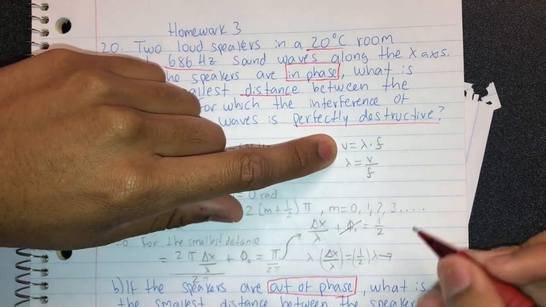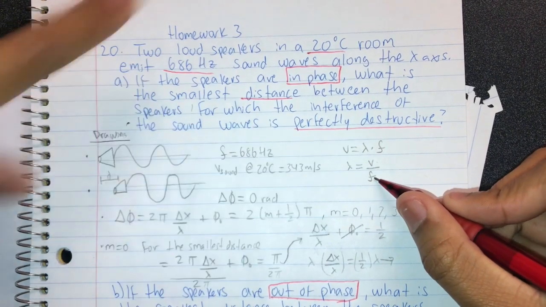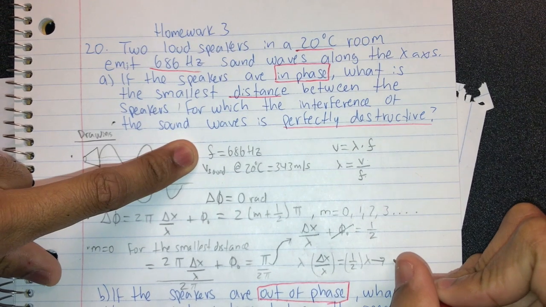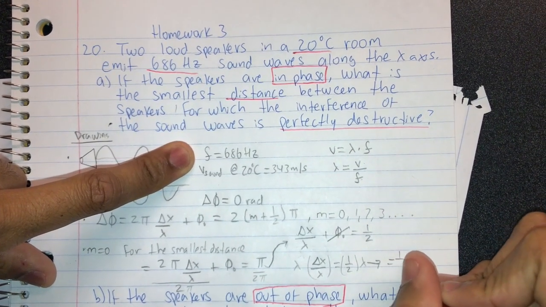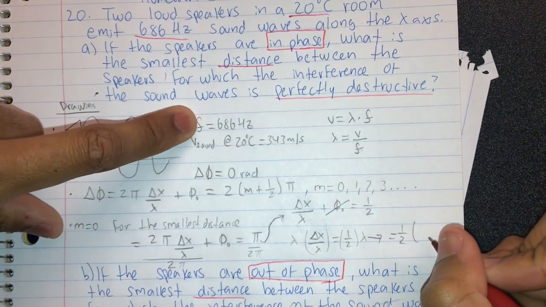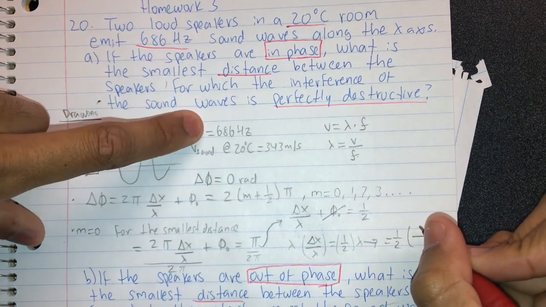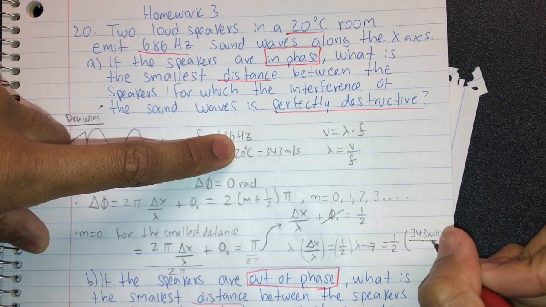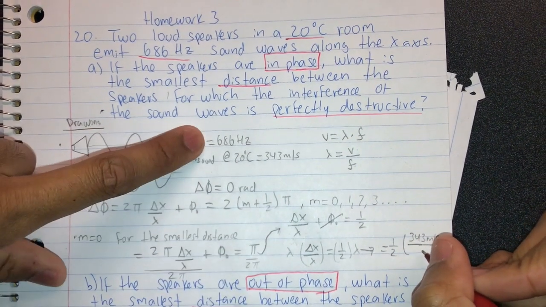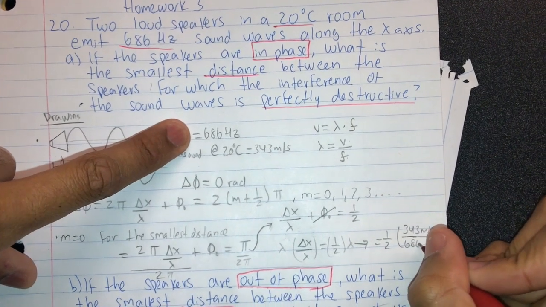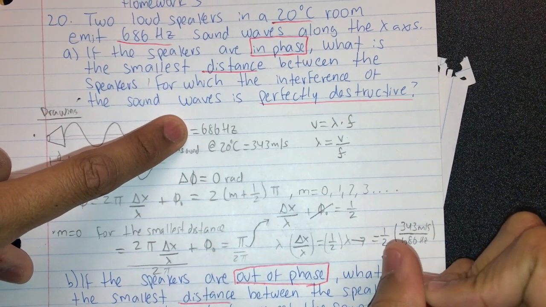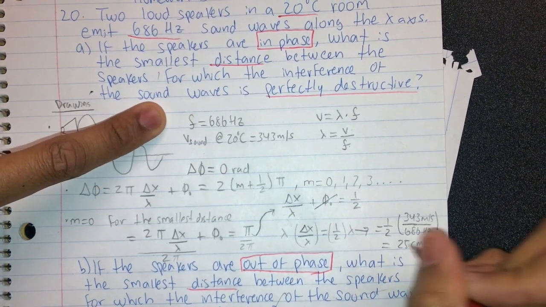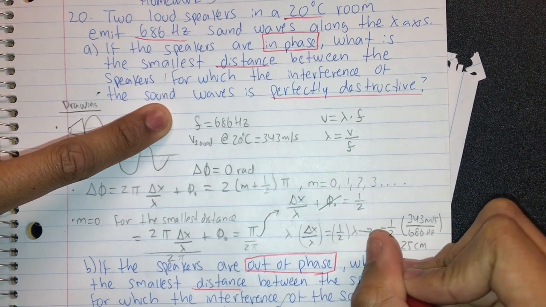From this, we also know that lambda equals velocity over frequency, which we are given, and we can just plug in to solve for x. So x equals 1/2 times velocity, which is 343 meters per second, over frequency, which is 686 Hertz. That would equal 25 centimeters for our delta x.